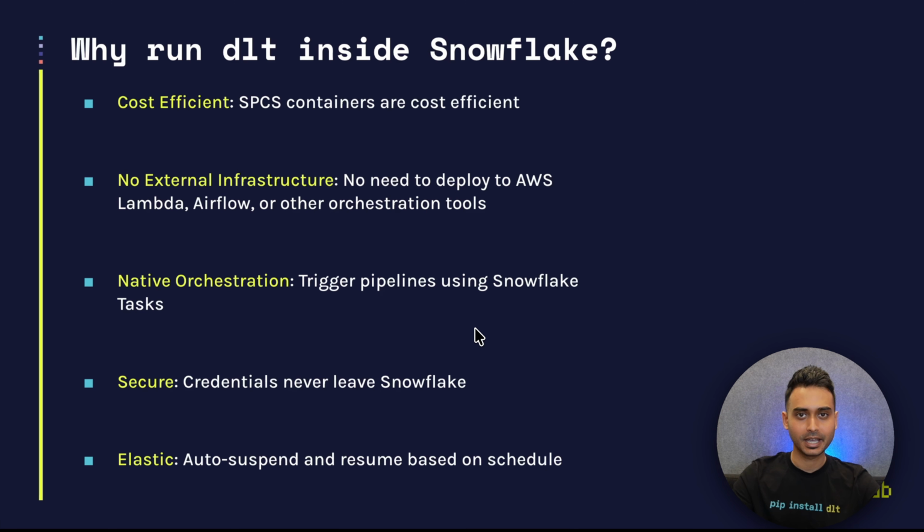Before we jump into the implementation, let's briefly talk about why running DLT inside Snowflake can be useful. Firstly, it is cost efficient and it removes the need for external infrastructure. You can use Snowflake native architecture like Snowflake tasks to schedule and manage your pipelines, and it is also very secure since all the executions happen inside Snowflake. And finally, the system is elastic. Snowflake can start and stop compute resources based on your pipeline schedules.